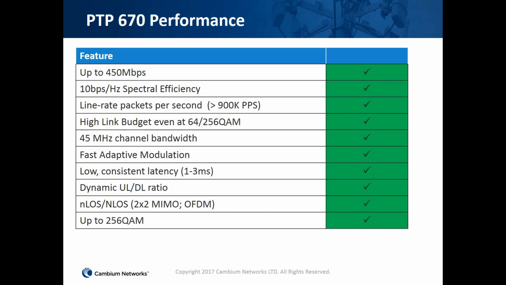The 670 automatically takes care of it and tries to perform the best throughput at any given point in time. It has a low and consistent latency of 1 to 3 milliseconds. This is due to the super awesome line speed capacity, so we are able to process packets faster. It also has a dynamic uplink and downlink ratio.